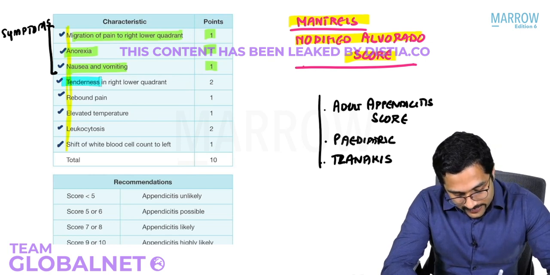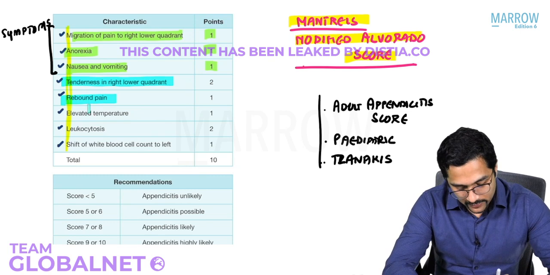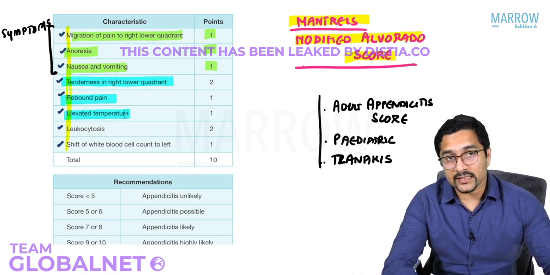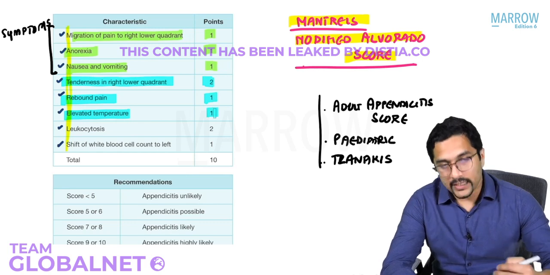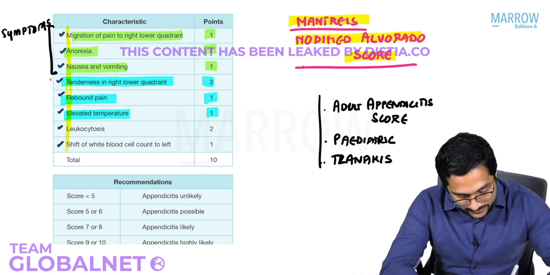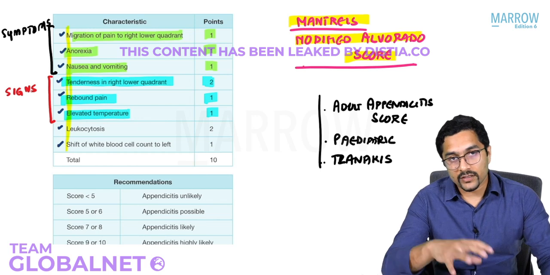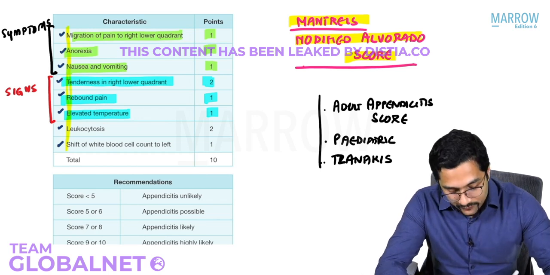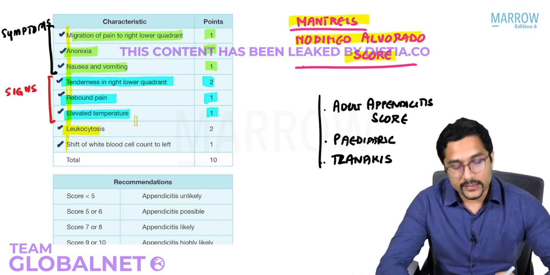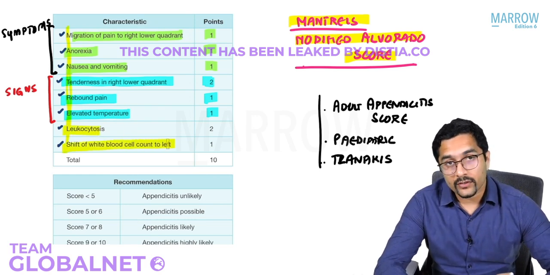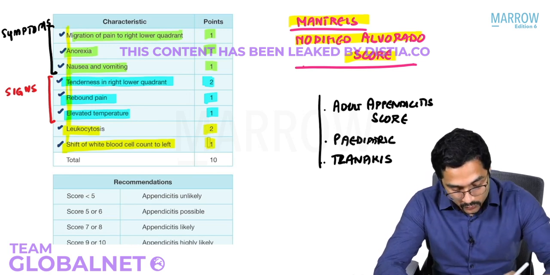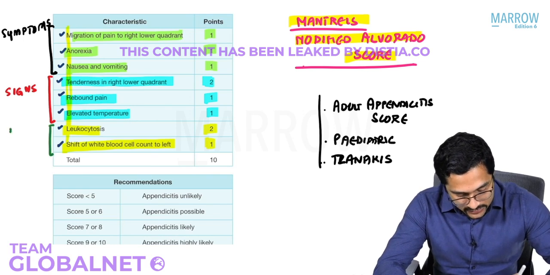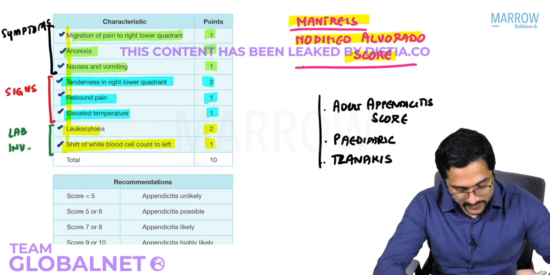Then tenderness in the right lower quadrant, rebound pain, elevated temperature. These are the signs. And out of these, tenderness in the right lower quadrant is given a score of 2. Rebound pain and elevated temperature are given a score of 1. And finally, you have leukocytosis and shift to the left, right? That means increased neutrophilia is going to be there. Leukocytosis is given a score of 2. And these are the lab investigations which are done in patients with acute appendicitis.